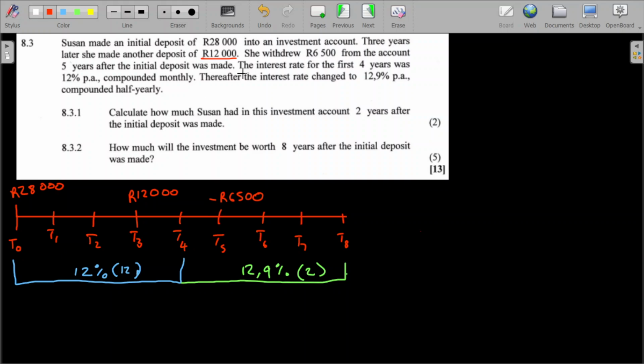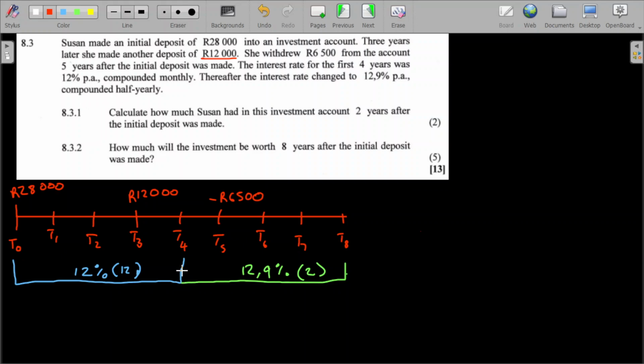And then going to the interest rate now. The interest rate for the first 4 years was 12%. So this is 12% per annum compounded monthly. This is the 12 for monthly. This is just 12% for the interest rate. And then thereafter, the interest rate changes to 12.9% per annum compounded half yearly.